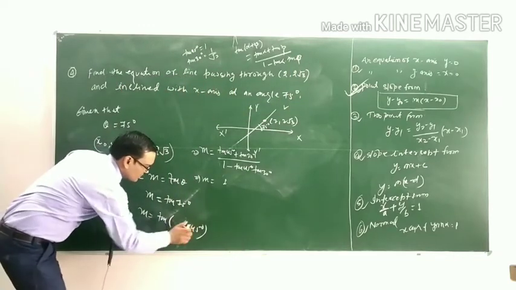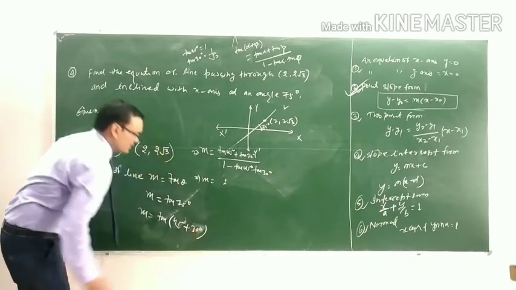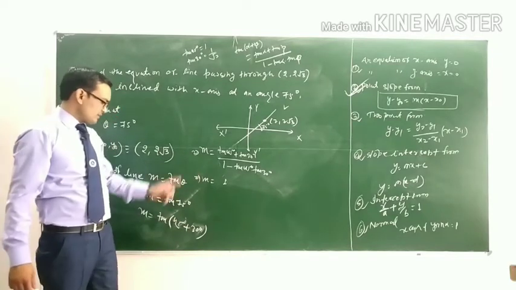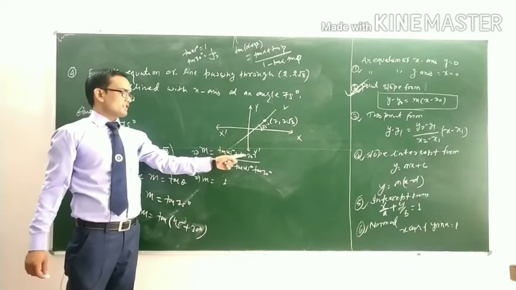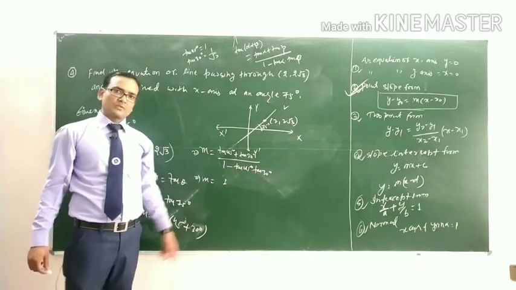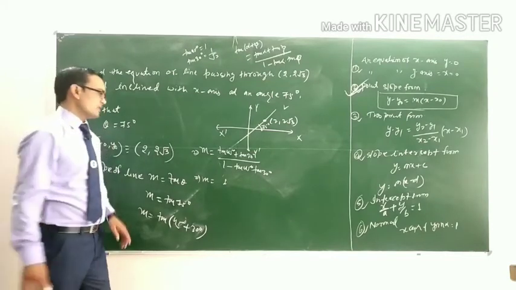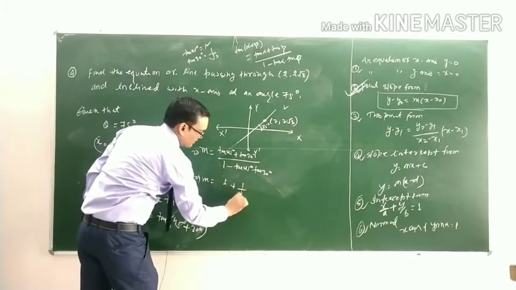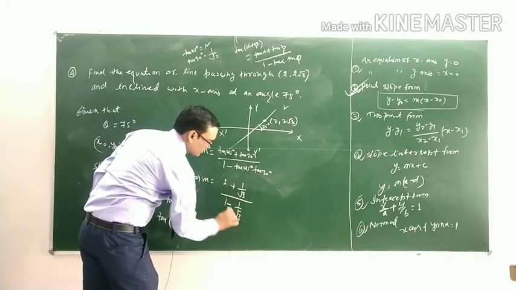Here we observe that alpha is 45 degrees and beta is 30 degrees. Then using this formula, m equals (tan 45 plus tan 30) upon (1 minus tan 45 into tan 30). Okay students, we put the values of tan 45 and tan 30: m equals (1 plus 1 upon √3) upon (1 minus 1 upon √3).